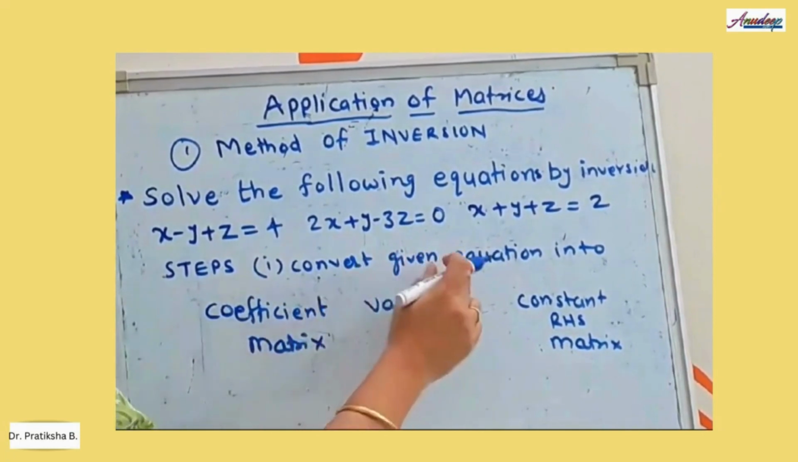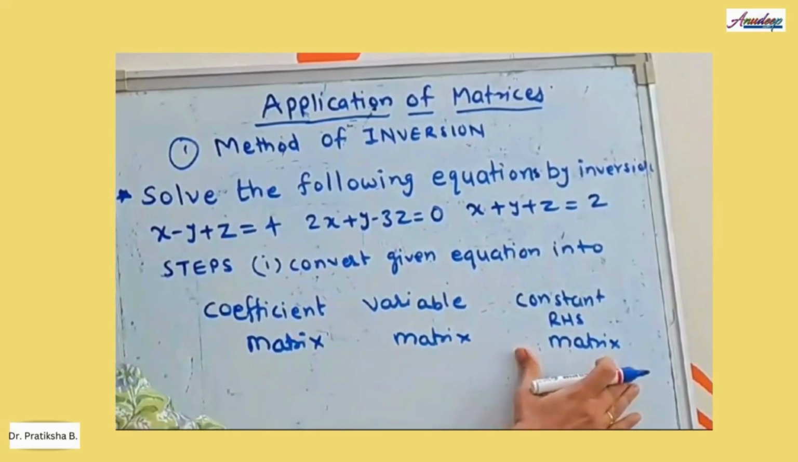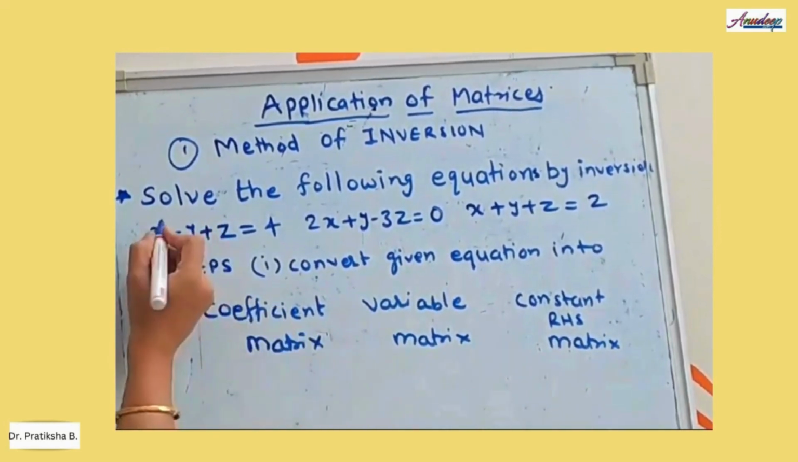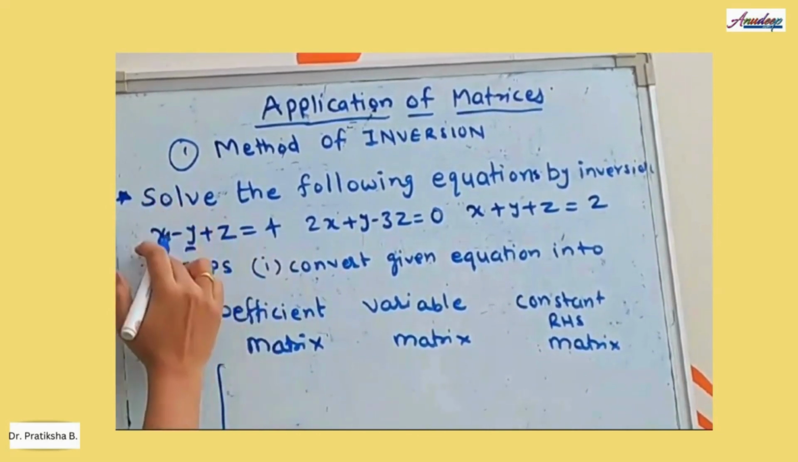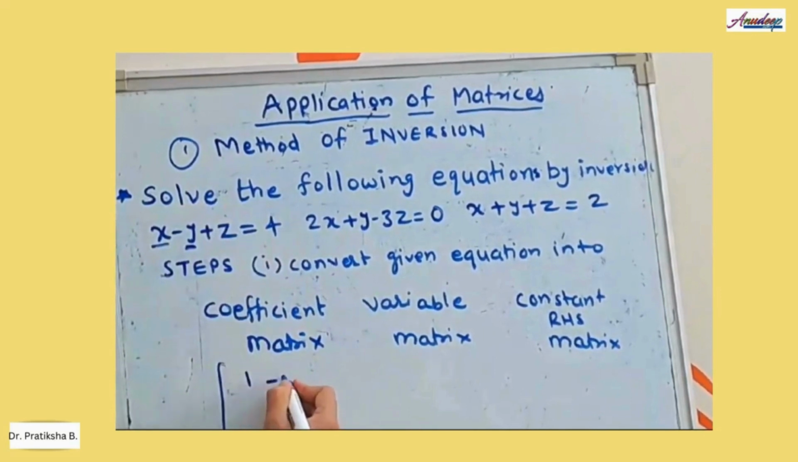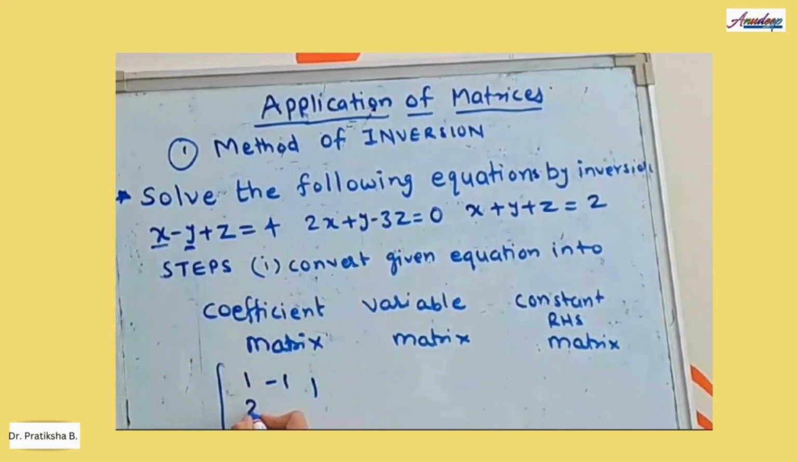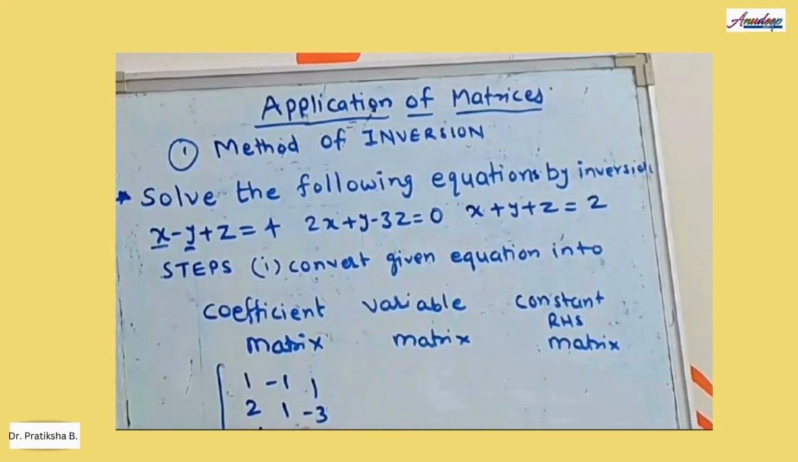First of all, we have to convert the given equations into a coefficient matrix, variable matrix and constant matrix. Now the coefficient matrix means the numbers in front of the variables. As you can see, for the first equation, the number in front of x is 1, in front of y is -1 and for z it is 1. It will be 1, -1, 1. Similarly, for the second equation, it will be 2, 1, -3 and for the third it is 1, 1, 1. That is the coefficient matrix.